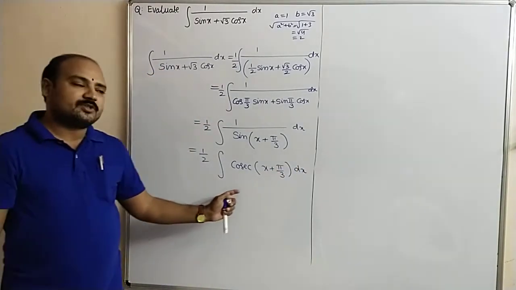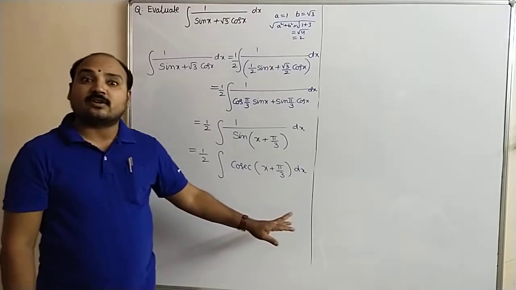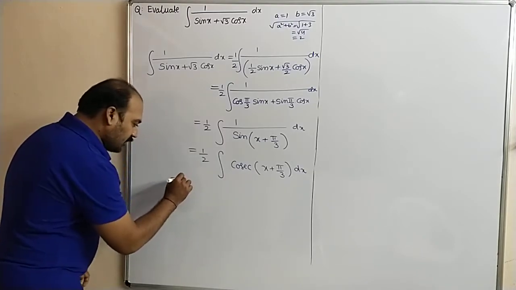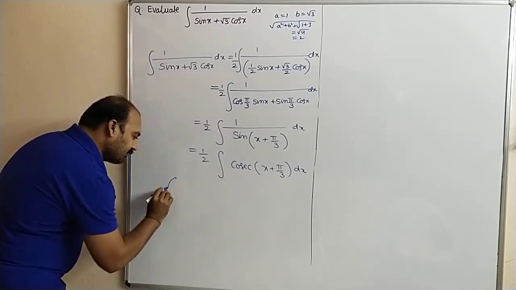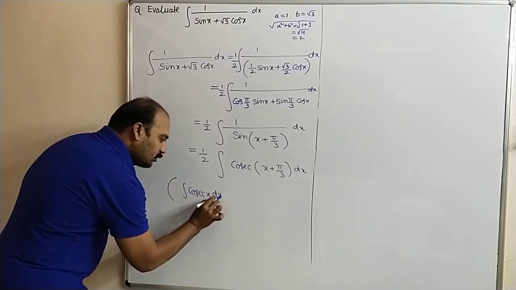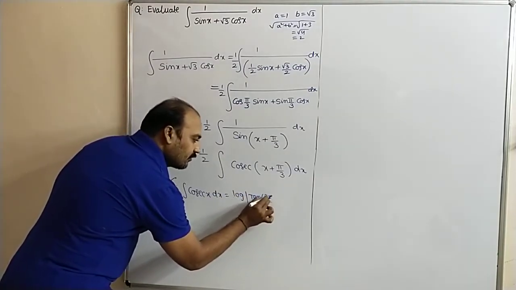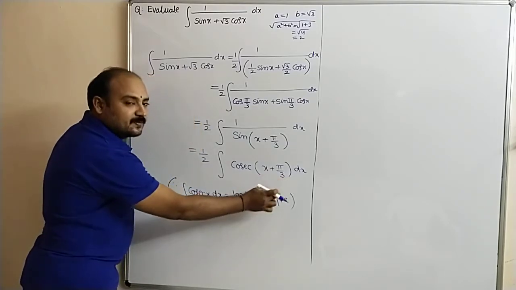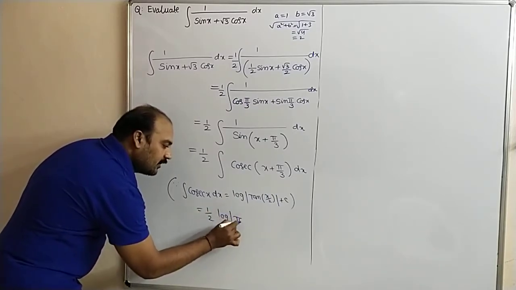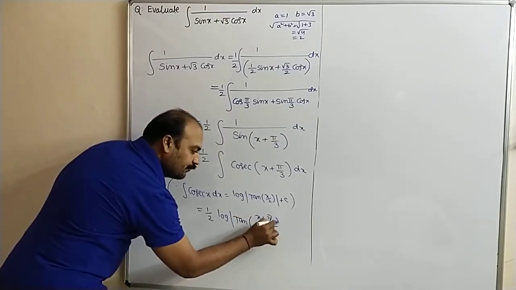What is the formula for integral cosecant x? Two formulas are there. One is log mod cosecant x minus cot x. Another one is log mod tan x by 2. So better to write log mod tan x by 2. We have the formula integral cosecant x dx equal to log mod tan x by 2. So in place of x, x plus pi by 3 is there, no? So we can write it as 1 by 2 log mod tan of x plus pi by 3 by 2 plus c.